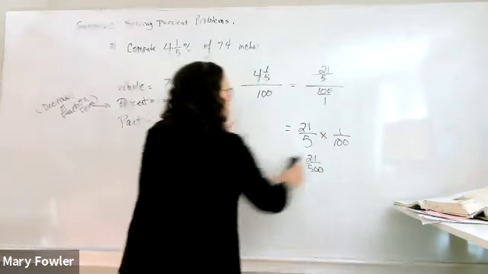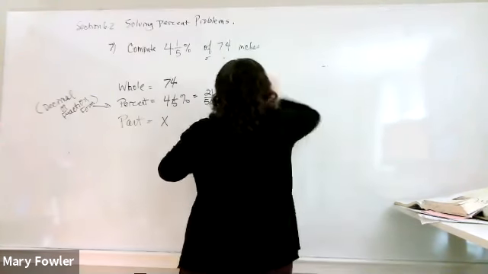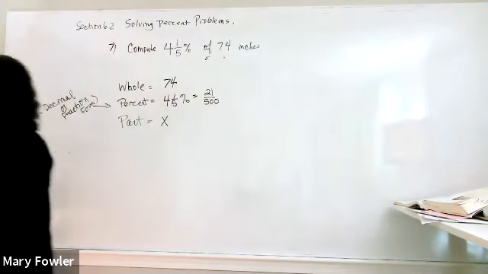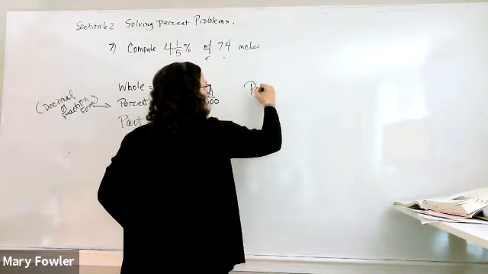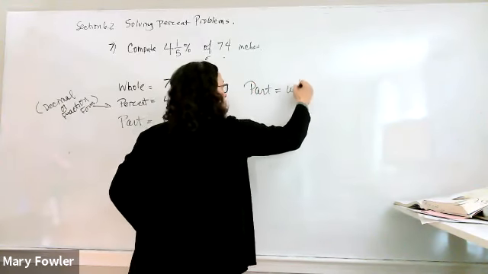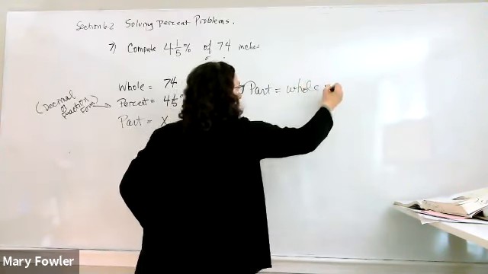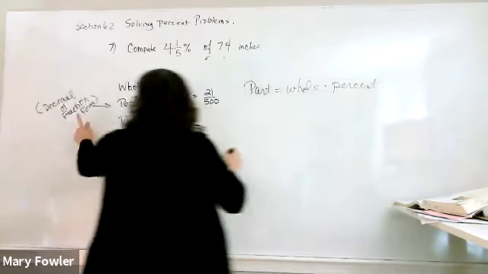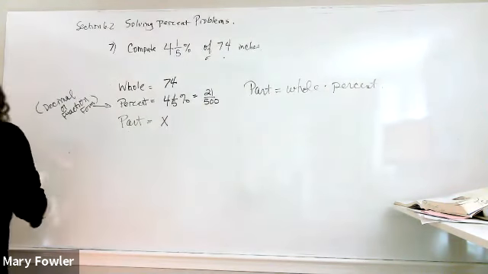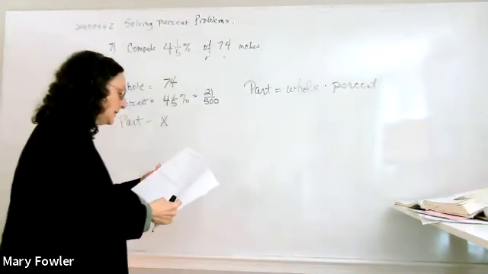And so I'm going to now set up my percent equation and solve for X. So we have part is equal to whole times percent. And we chose fraction form. And let's see, subbing in here.